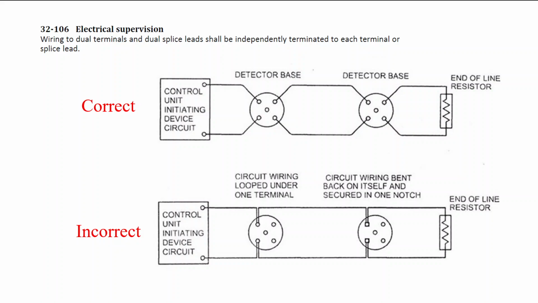32106 illustrates or describes electrical supervision. And it says wiring to dual terminals and dual splice leads shall be independently terminated to each terminal or splice lead. And so this is really everything that we learned to do with conventional systems. If it's conventional, then we need to ensure that all of the wiring is done independent. Therefore, if one of the wires comes off, the fire alarm panel will recognize that change in state and go into trouble.